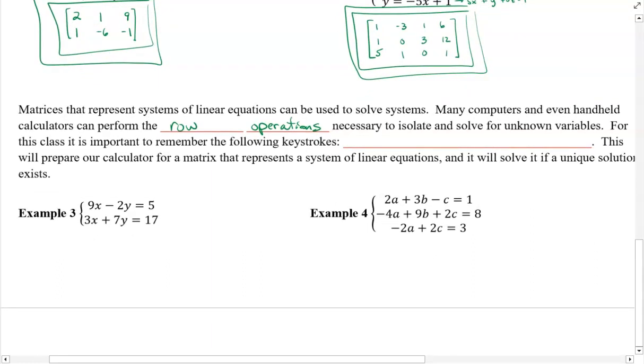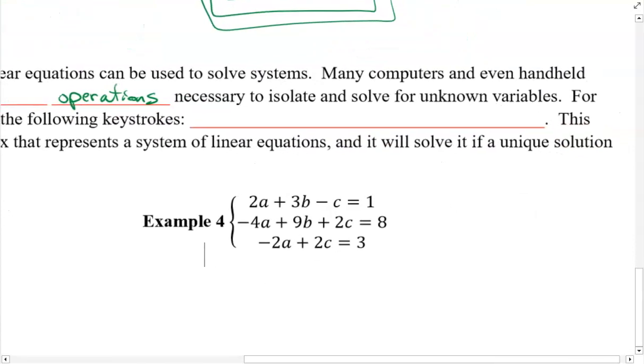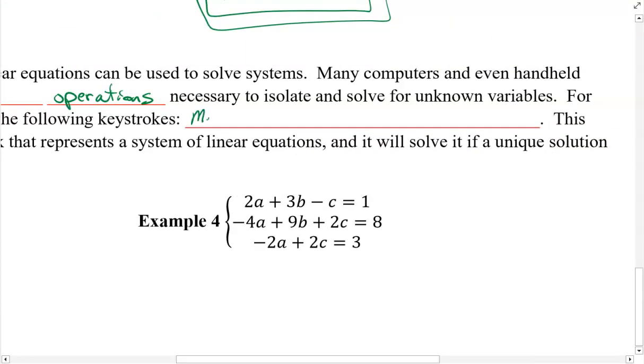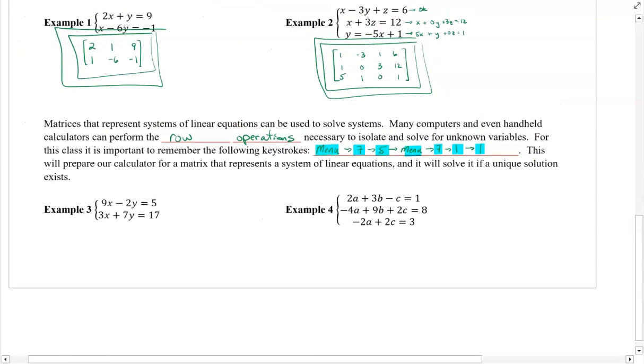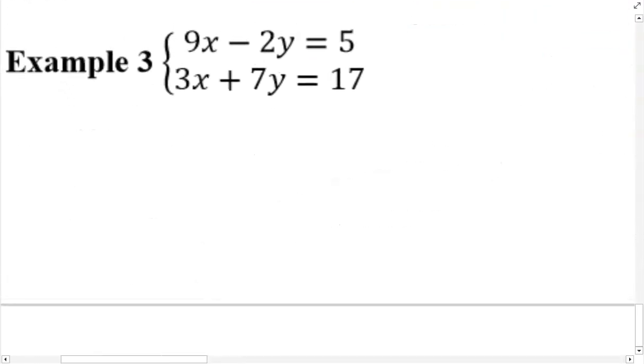For this class, I'd say it's most important to remember the following keystrokes to allow the calculator to complete this task. We're going to press the menu key on our calculator, then press the number 7, then the number 5, then menu again, then 7, then 1, and the number 1. So if you can memorize this pattern, menu 7, 5, menu 7, 1, 1, that's the process necessary to set up your calculator to solve a system of equations using matrices.